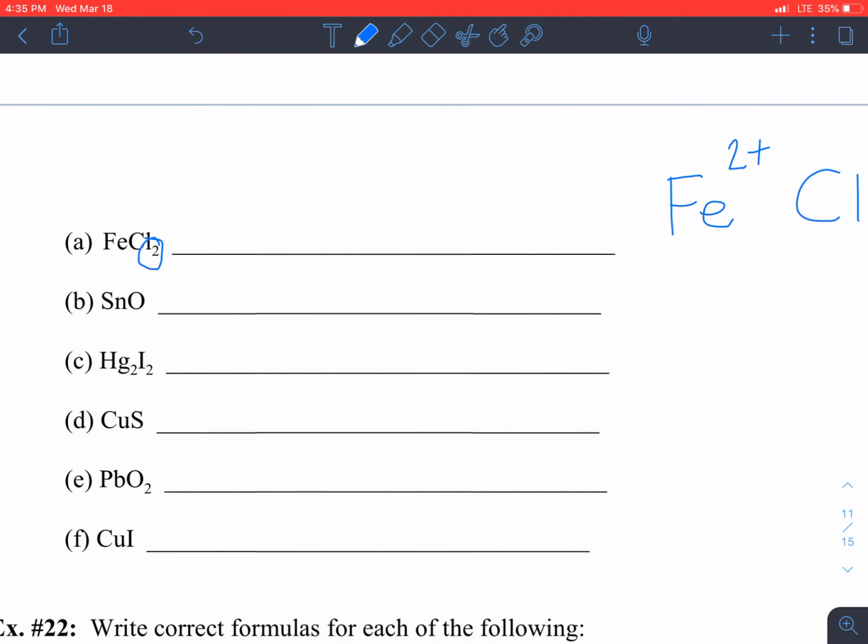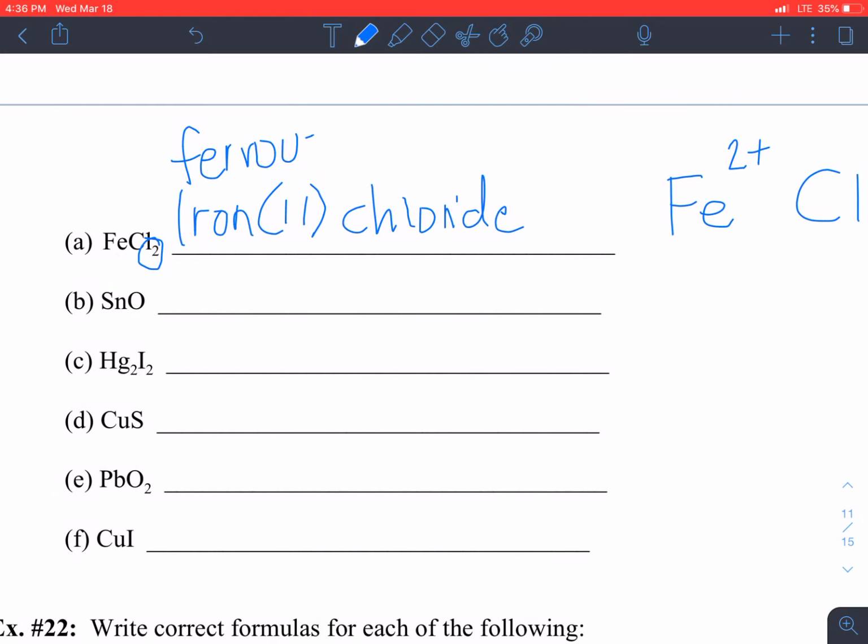This becomes iron 2 chloride, or, since this is the lesser of the two, ferrous chloride. Once again, sorry for my writing. I'm doing the best that I can.